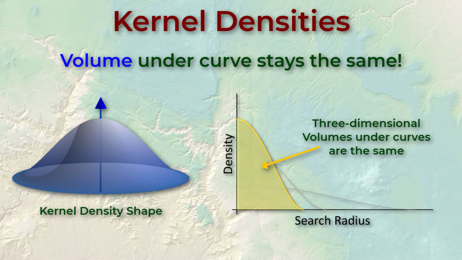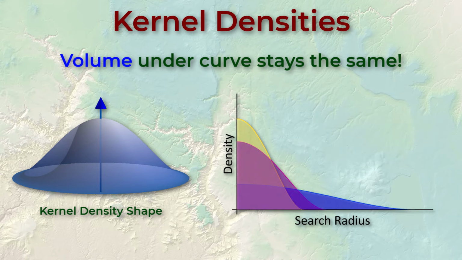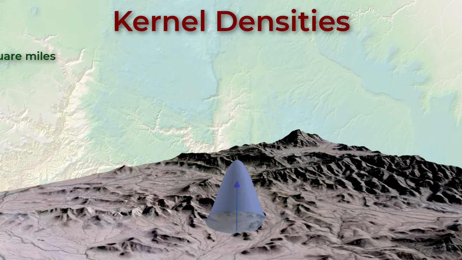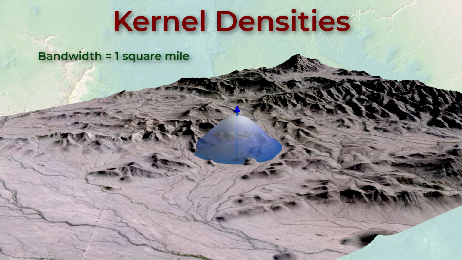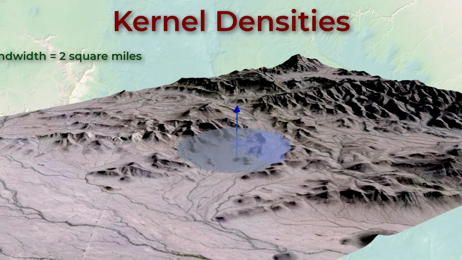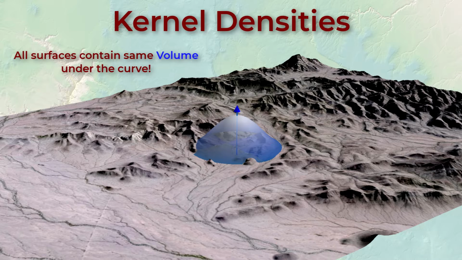And it's similar conceptually to the simple point density results. Setting a larger search radius there produced a larger disk with lower density values. So for example, using a bandwidth that would produce a half square mile circle produces a kernel density surface like this. A search radius equal to a 1 square mile surface produces a broader and a flatter density surface. And then stretching it out to a 2 square mile circle produces this. All 3 density surfaces we've been looking at contain the exact same volume under the curve.